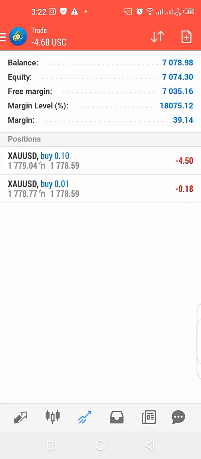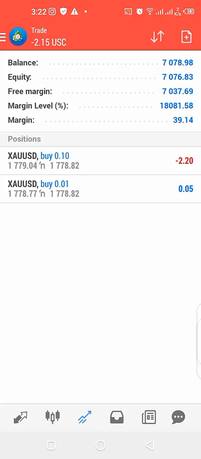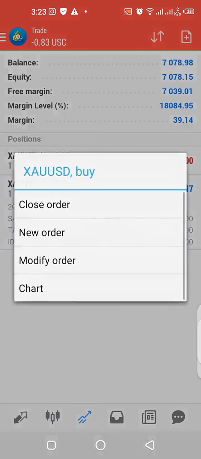Entering another position to delete the first one. So I'm trading on a micro account. I've just placed a buy entry. Okay, if you do not have enough money or capital to trade, do not trade gold. Do not trade gold if you do not have enough capital for your trading.